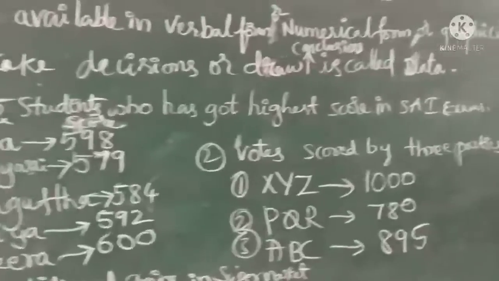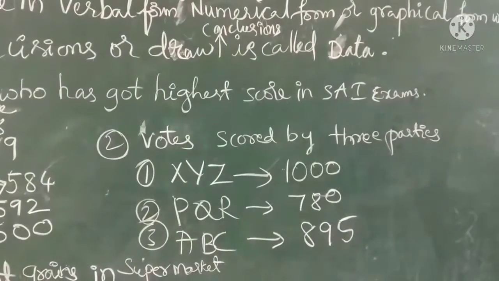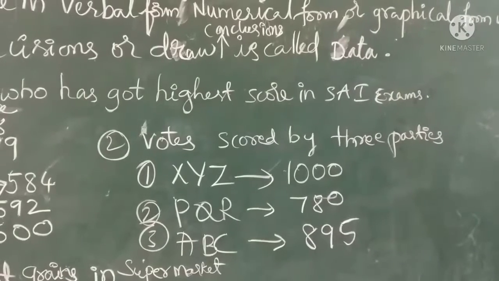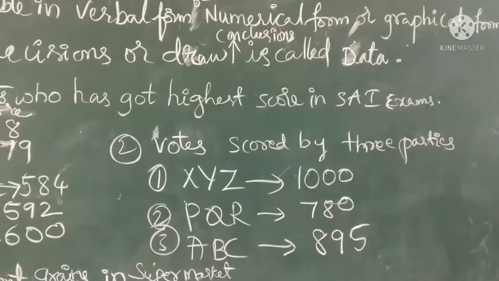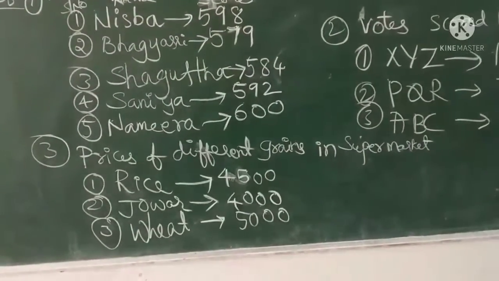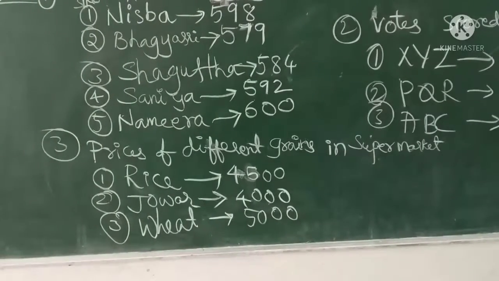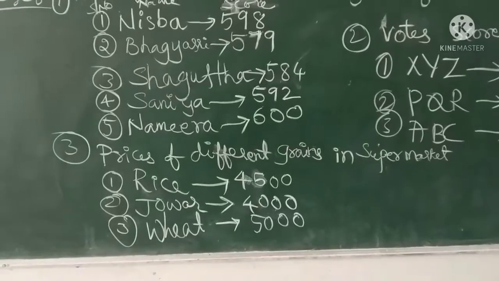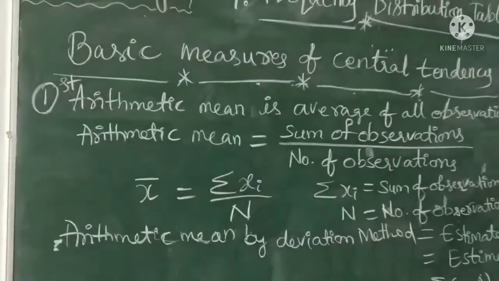Second example, votes scored by 3 different parties. XYZ party scored 1000 votes, PQR scored 780 votes, ABC scored 895 votes. Third example, prices of different grains in a supermarket: rice 4500 rupees per quintal, jowar 4000 rupees per quintal, wheat 5000 rupees per quintal.